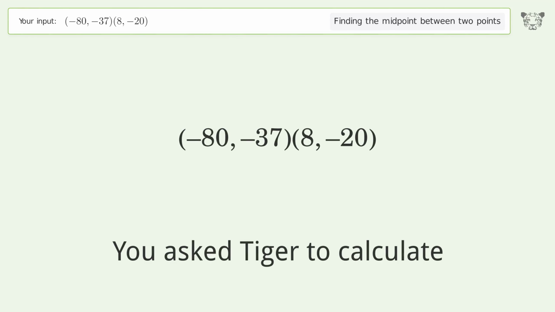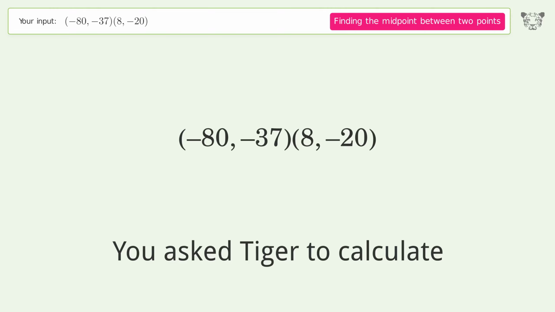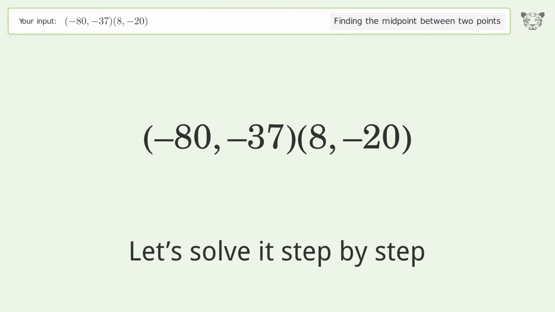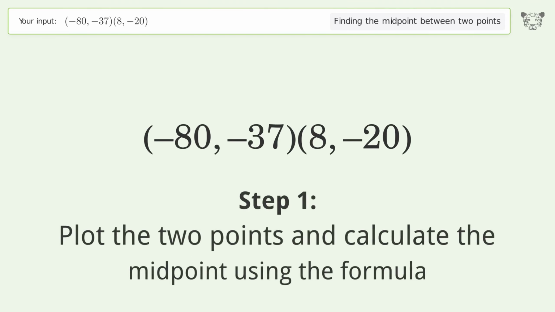You ask Tiger to calculate. This deals with finding the midpoint between 2 points. The midpoint between the 2 points is -36, -28.5. Let's solve it step by step. Plot the 2 points and calculate the midpoint using the formula.